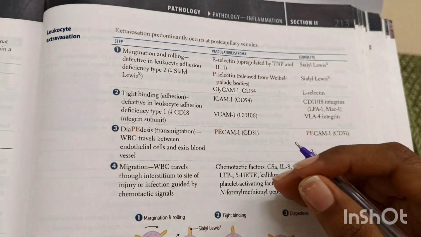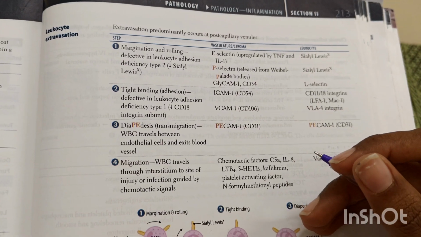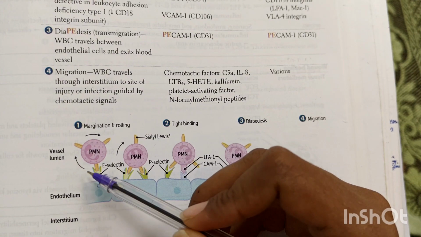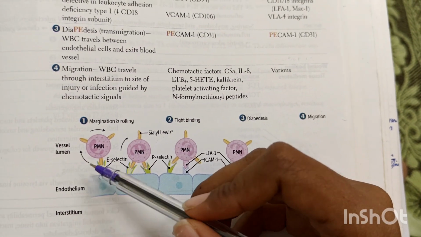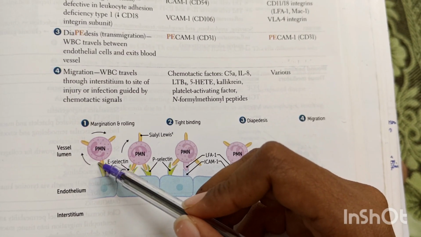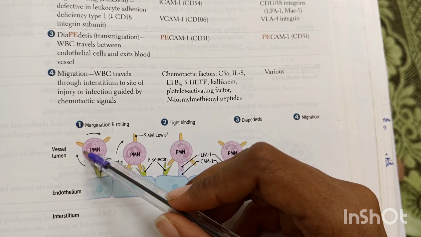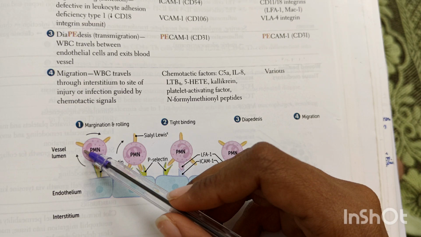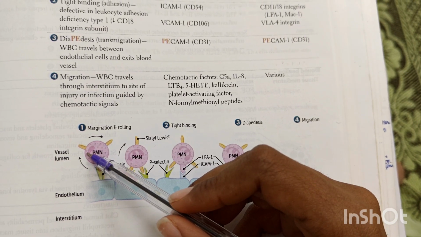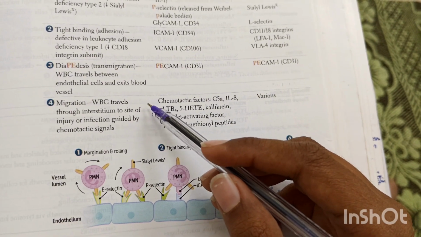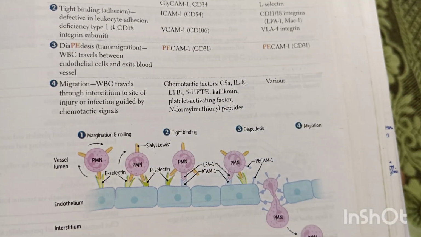Now coming to leukocyte extravasation, how this process occurs. The first one I said already, it's margination. So here you can see this is the blood vessel. The leukocytes have come to the margin. It is because of selectins, and also because of E-selectin. E-selectin is activated by TNF and IL-1. P-selectin is coming from Weibel-Palade bodies. Very important.